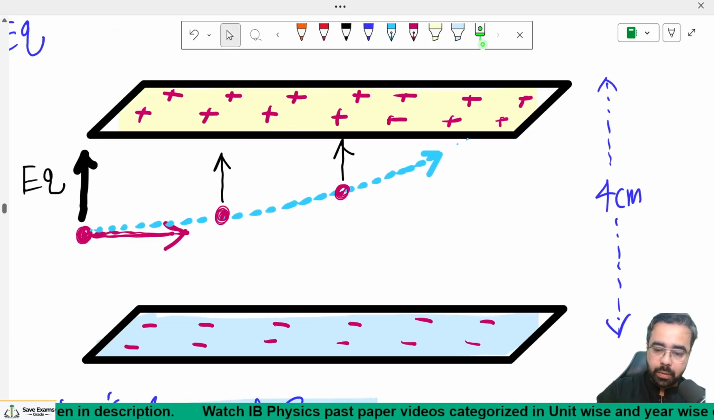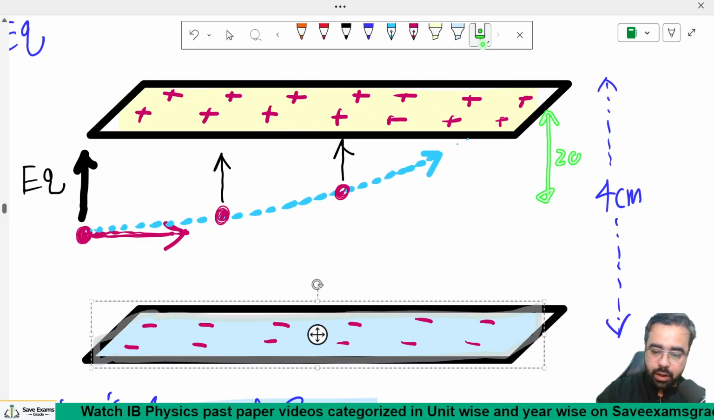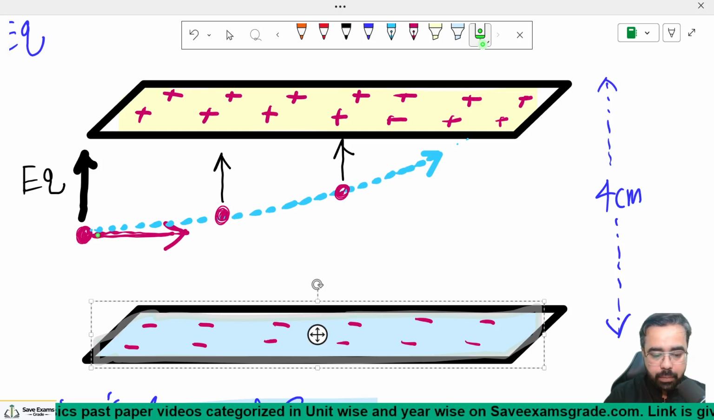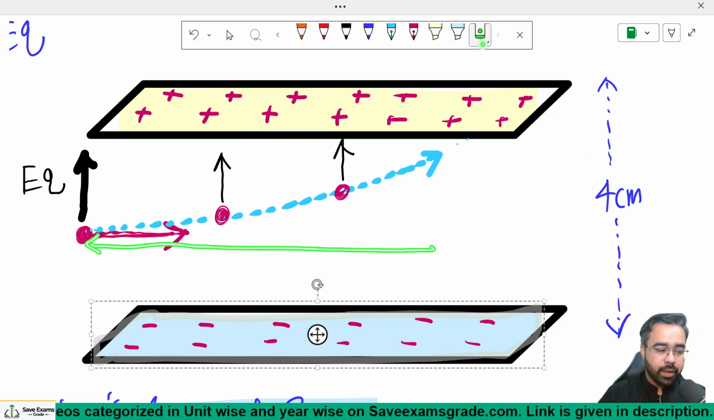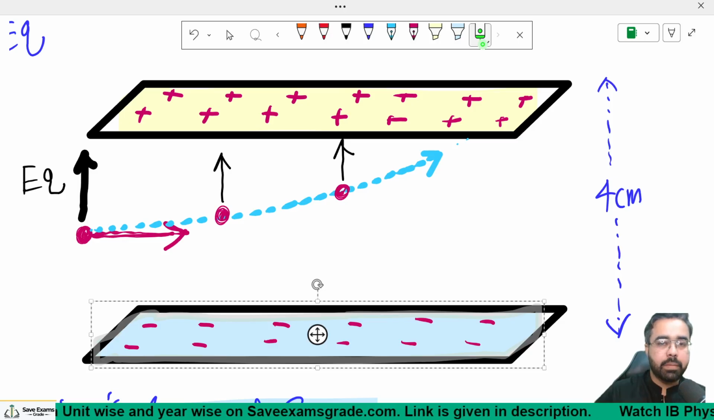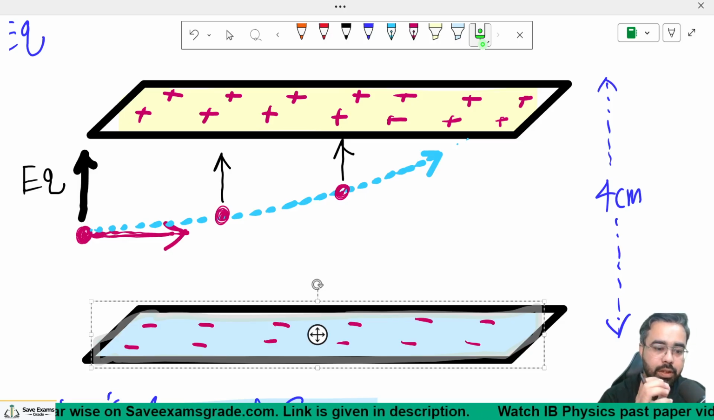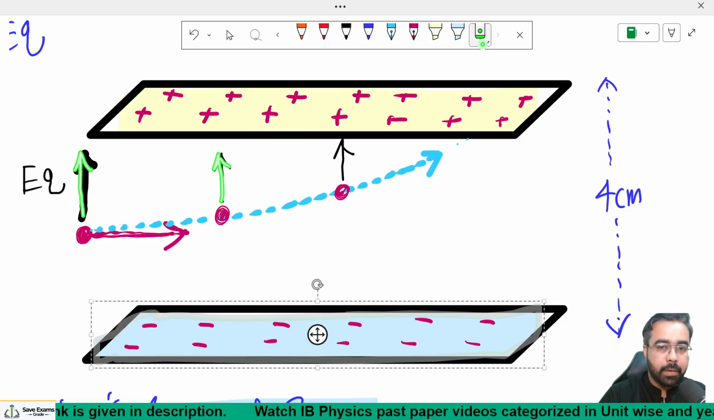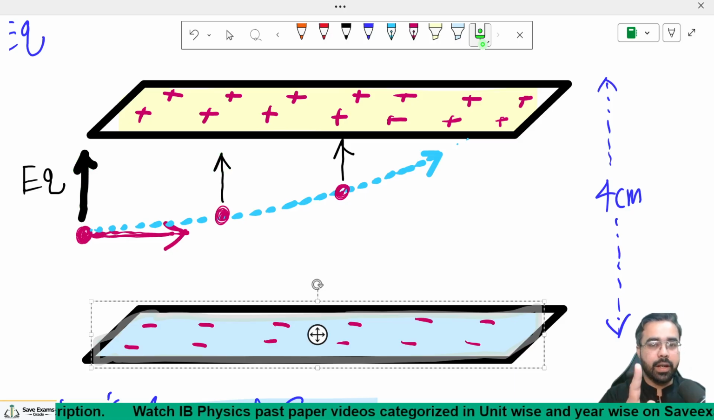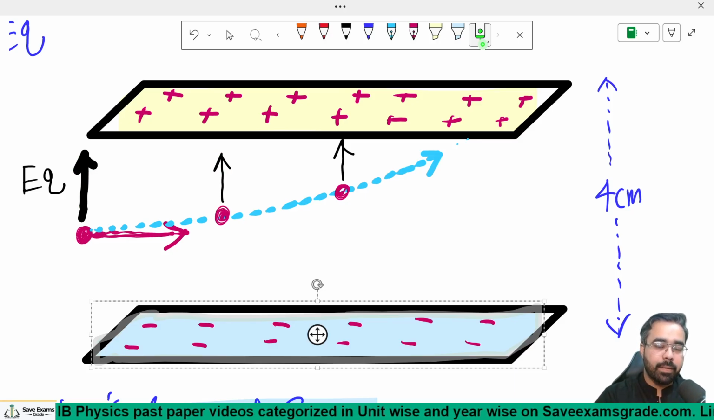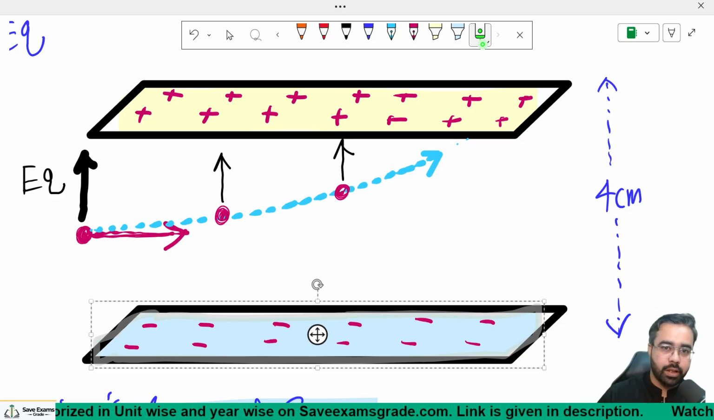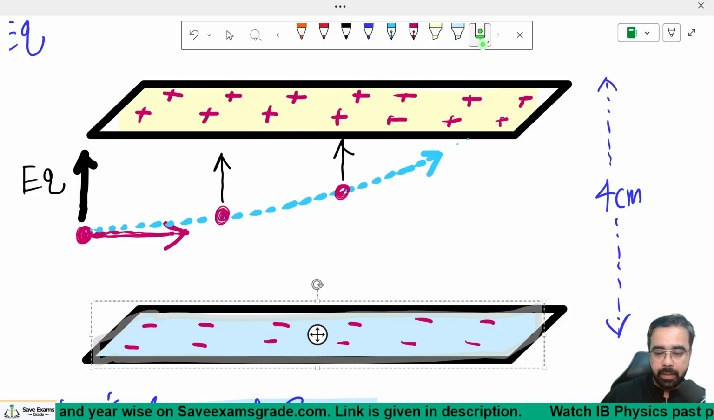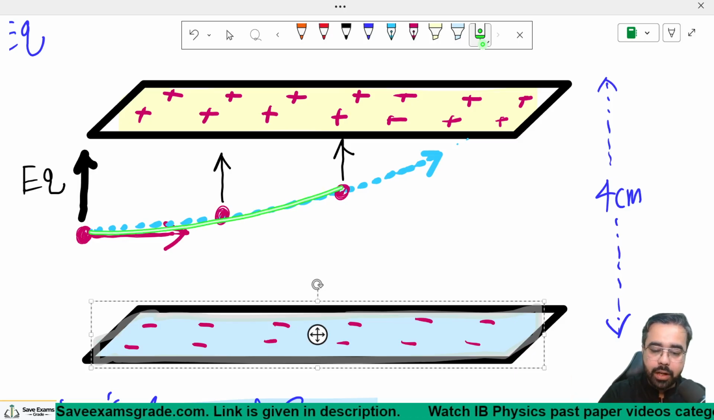So it has traveled a total of 2 centimeters. That's the y distance, but how much distance has it traveled horizontally? Now, remember, we can consider it projectile motion, and since its acceleration is only vertically upward, it has no acceleration horizontally. Remember that. It means we will consider its horizontal velocity to be constant. So we just have to calculate the time it takes to hit the plate, and then we can find the distance. Let me show you.